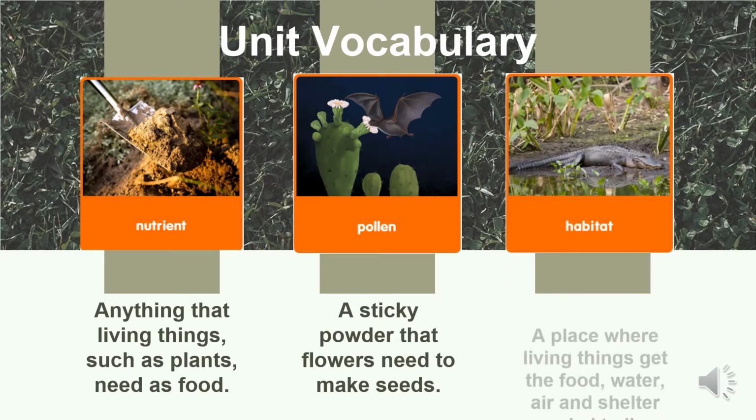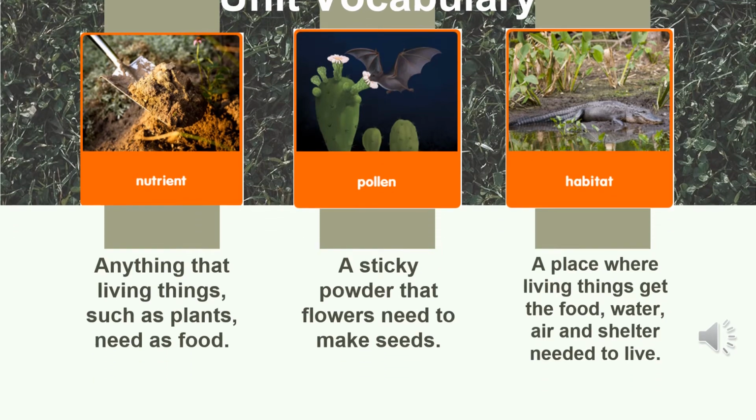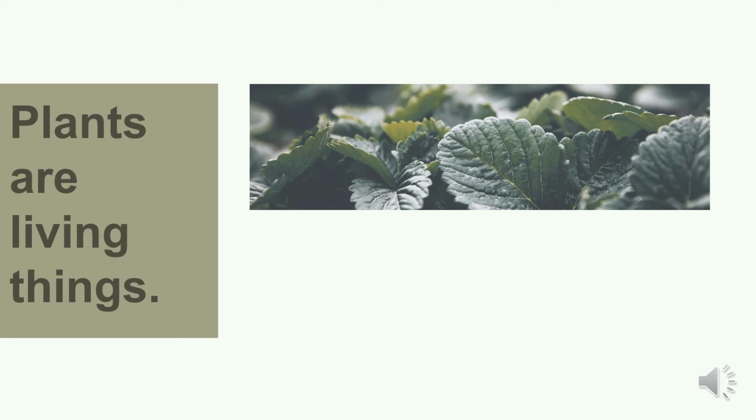And habitat. It is a place where living things get the food, water, air, and shelter needed to live. Plants are living things. Here are the reasons. It moves. Plants move from place to place as seeds.